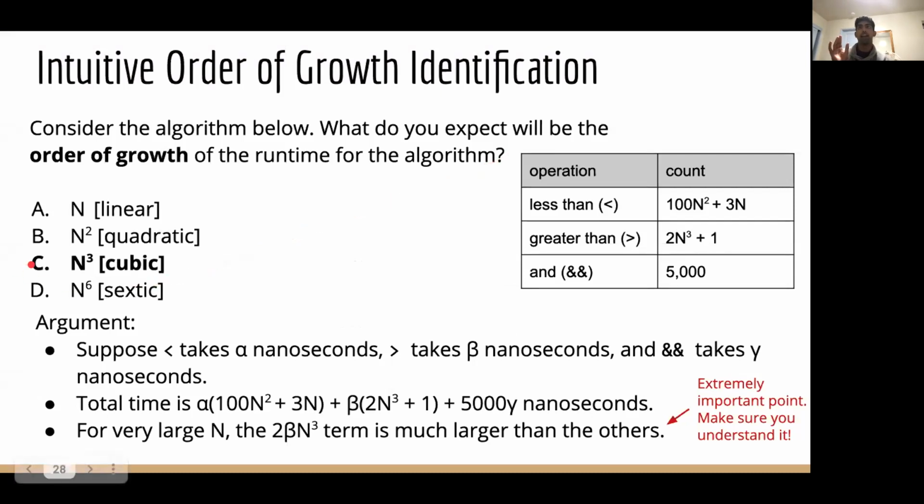And the quick argument why cubic makes sense is when we're looking at this table, let's break it up into each operation and how many times that operation occurs. And we're going to get this following sum, okay? Taking a step back, if we have the less than operation that takes alpha nanoseconds, greater than takes beta nanoseconds and the AND operation takes gamma nanoseconds, what we'll see is that less than happens this many times and takes this long. Greater than happens this many times and takes this long. And happens this many times and takes this long. So the total number of operations we do is the following sum.